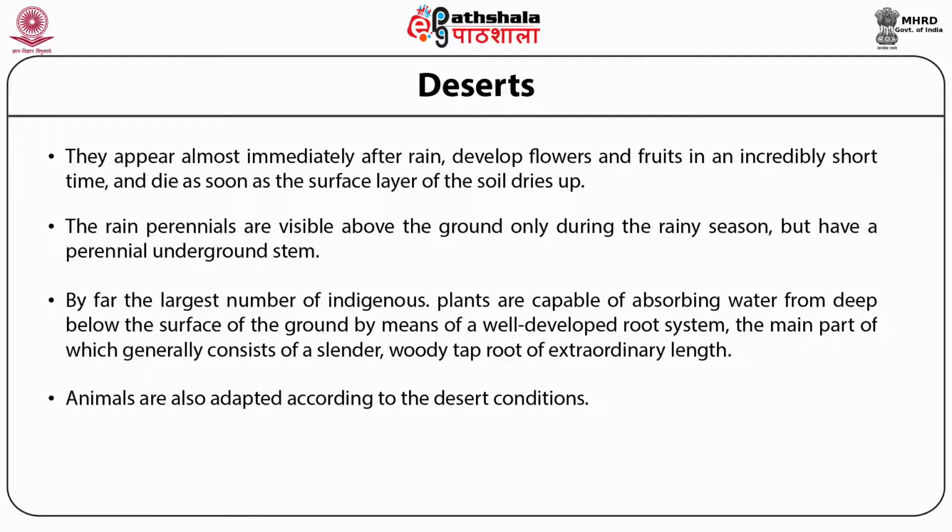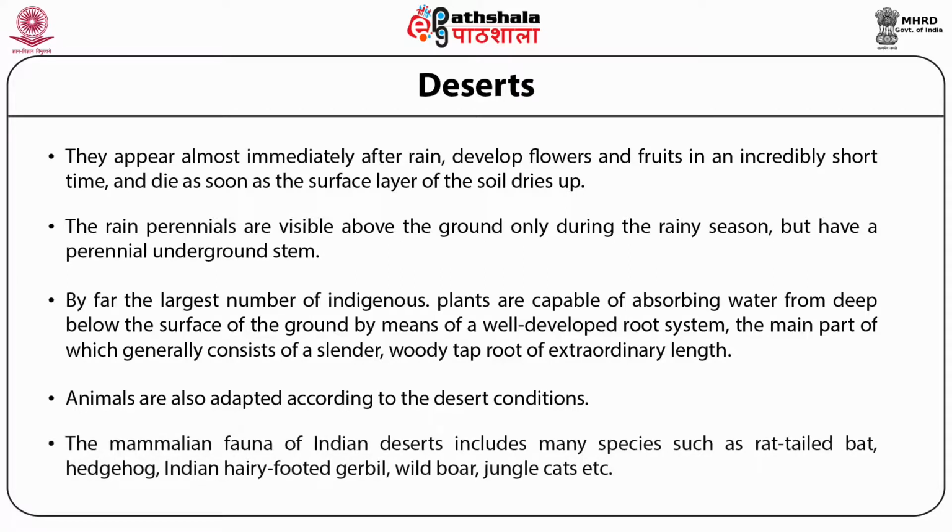Among reptiles, there occur two species of testudines, 18 species of lizards, and 18 species of snakes. Of lizards, some species like Calotes versicolor and Uromastyx hardwickii are predatory on the desert locust, inhabiting localized areas in the Thar Desert. Among predominant predatory birds are two species of vulture, namely Gyps bengalensis and the white vulture Neophron. The mammalian fauna of the Indian desert includes many species, some of which are rat-tailed bat, hedgehog, Indian hairy-footed gerbil, wild boar, jungle cats, panthers, etc.